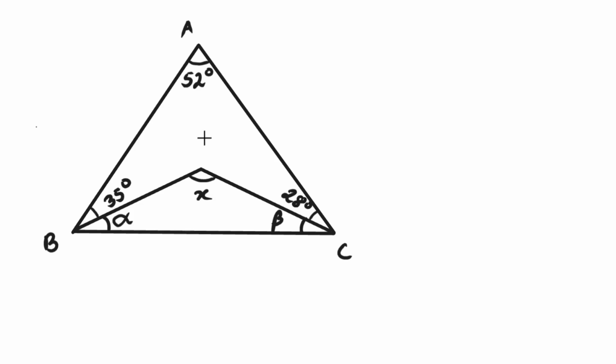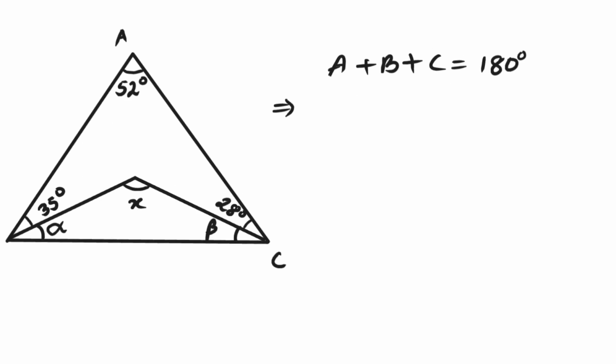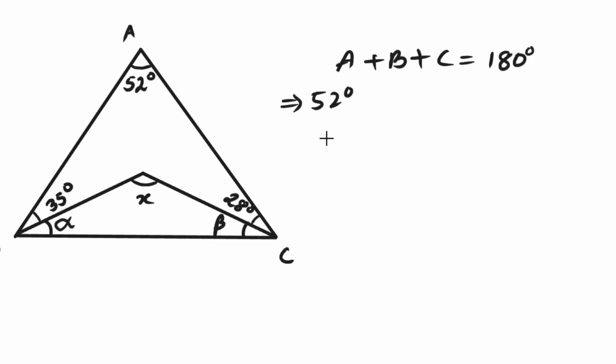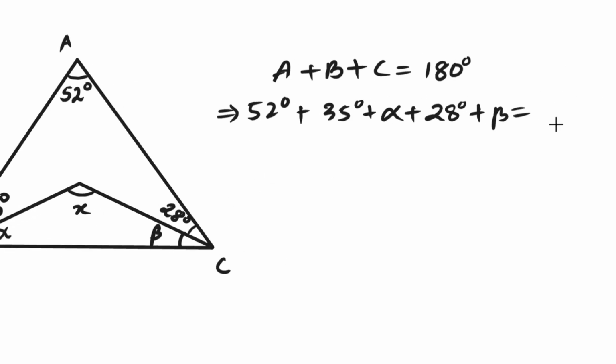Because of the way the figure is constructed, this angle becomes 35 degrees plus alpha, and this angle becomes 28 degrees plus beta. Now let's use one of the most important properties of triangles. The sum of the three interior angles of any triangle always equals 180 degrees. Applying that property to triangle ABC, we get 52 degrees plus (35 degrees plus alpha) plus (28 degrees plus beta) equals 180 degrees.